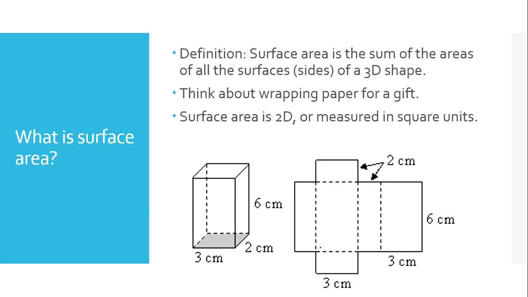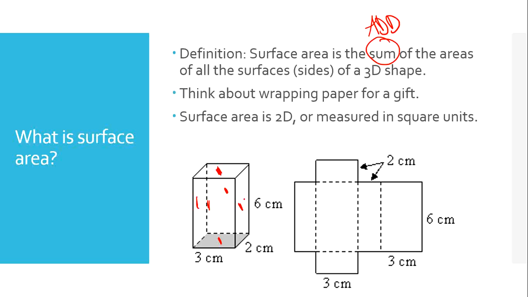Okay, so what is surface area? Surface area is the sum of all the areas of all the surfaces or sides of that 3D shape. So we're going to find the area of each one of these shapes or sides, so the top, the bottom, the front, the side, the back. We're going to find the area of all those rectangles, and then we're going to add them all together. Remember, when we see sum, we should think add. So surface area is still two-dimensional because it's just the area of the surface.